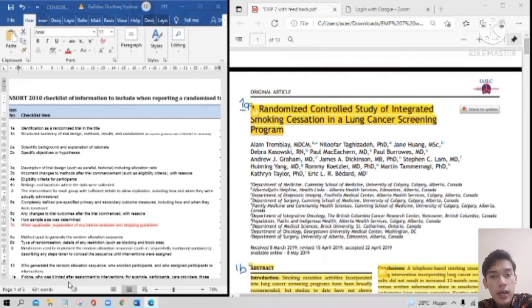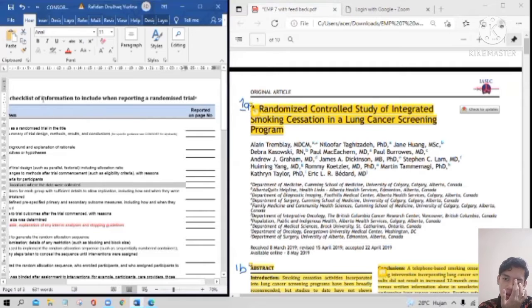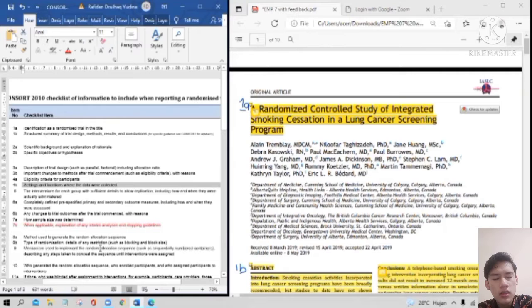Okay, today I will present about the CONSORT 2010 checklist of information to include when reporting a randomized trial. My presentation will take about 10 to 15 minutes, I think. So, for the first item, checklist 1A, identification as a randomized trial in the title.